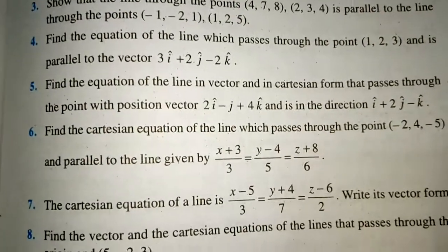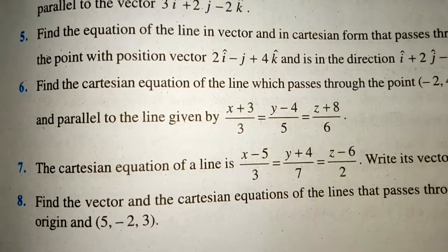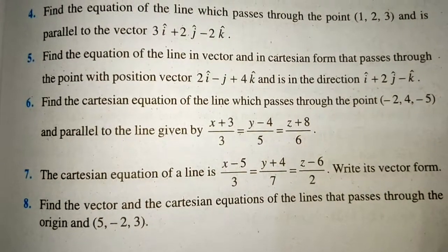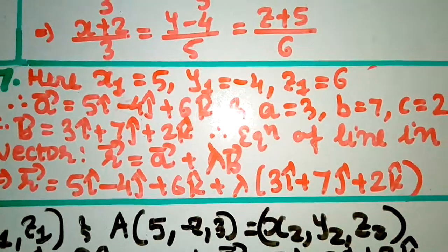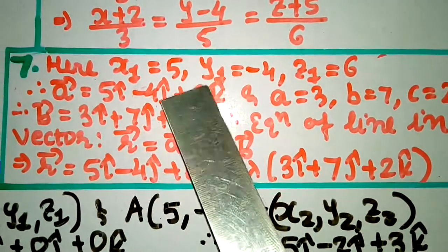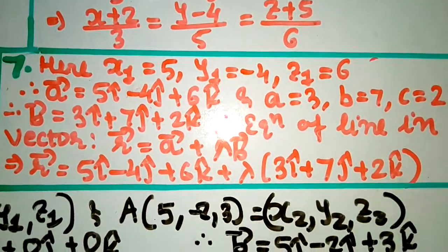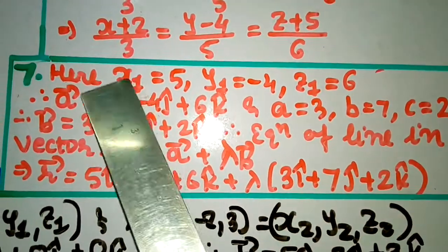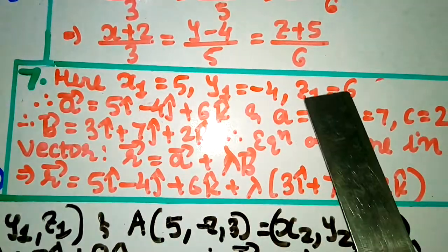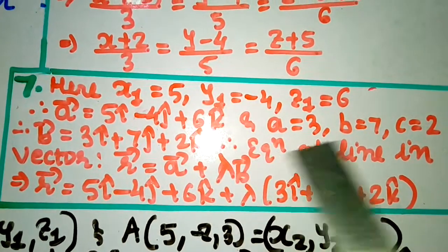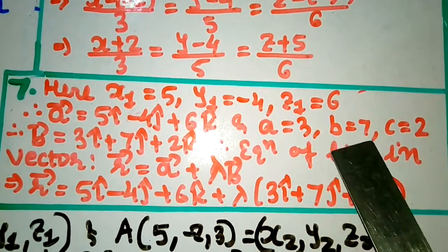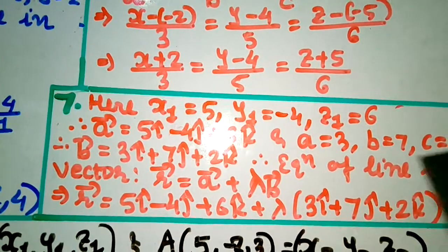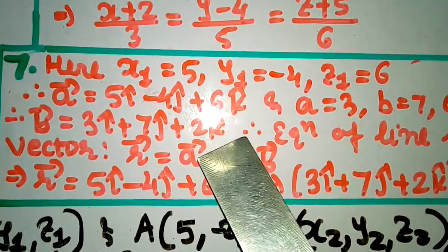Question number 7. The Cartesian equation of a line is (x - 5)/3 = (y + 4)/7 = (z - 6)/2. Write its vector form. From the given question, x1 equal to 5, y1 equal to minus 4 and z1 equal to 6. Therefore vector A equals 5i cap minus 4j cap plus 6k cap. The direction ratios are a equal to 3, b equal to 7 and c equal to 2, from the given question. That means vector B can be written using the direction ratios as 3i cap plus 7j cap plus 2k cap.